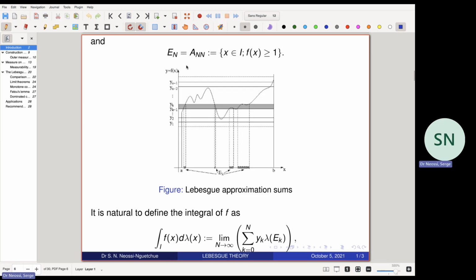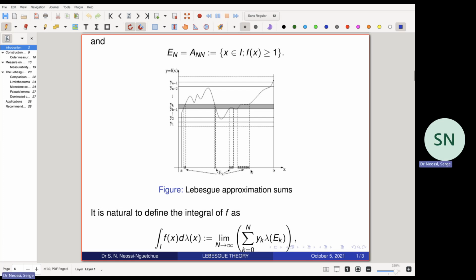So this is our figure 1 that I indicated above. We are partitioning the destination set, and y_1 is the smallest value taken by the function here, and then we have y_2, up to y_k, y_{n-2}, y_n, y_{n-1}, and so forth. So these are the various points of the partition of the destination set, or the range of the function.